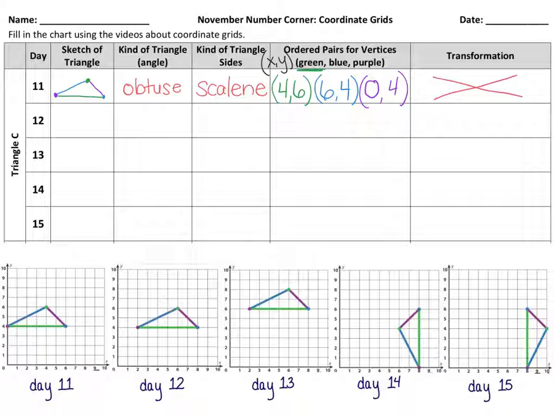Now I want you to use your paper and the grids at the bottom, and please do the sketch, the kinds of triangles by angle and by side, and all three ordered pairs for days 12, 13, 14, and 15. Pause the video. Once you have finished this part, continue with the video and I will teach you the transformation part, because that is the part that seems to be the most difficult.